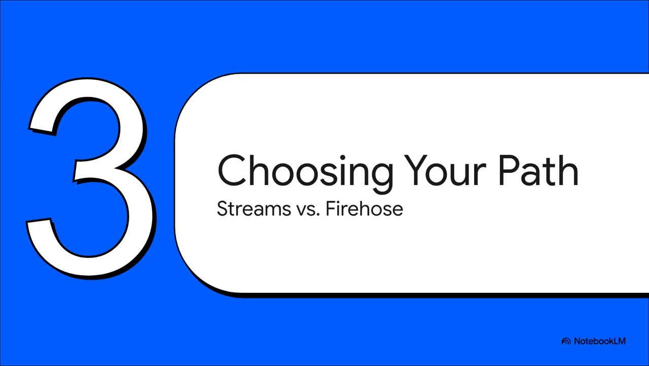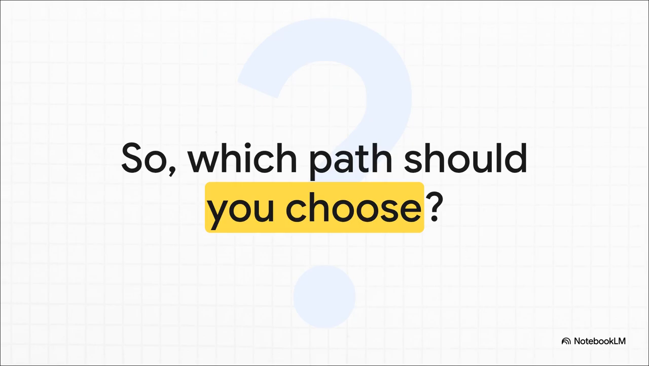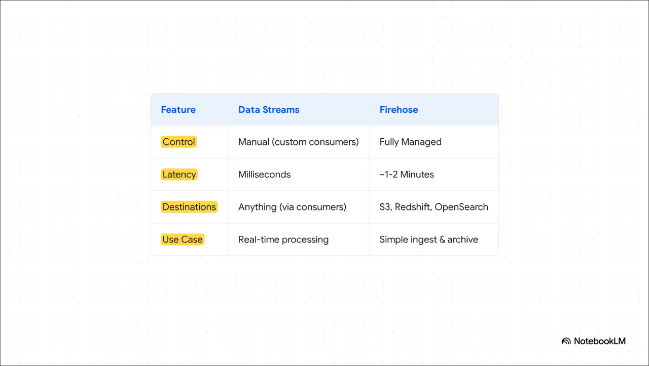Okay, so now we have our two distinct paths. And we've reached probably the most important part of this whole explainer, choosing the right one for your project. This is the question every single developer faces when they're starting a streaming project on AWS. So let's break down the answer right now. And this table is where it all becomes crystal clear. Just look at the trade-offs.